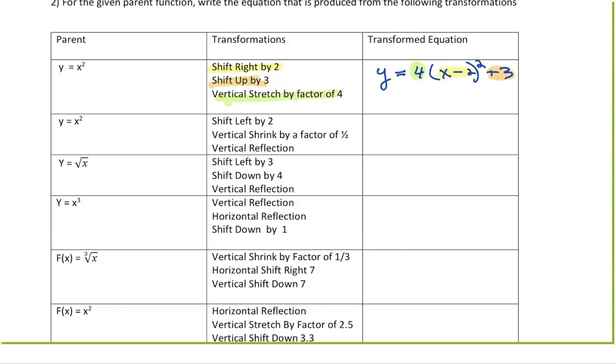Okay, so the next one's going to be y equals negative 1/2 times x plus 2 squared.